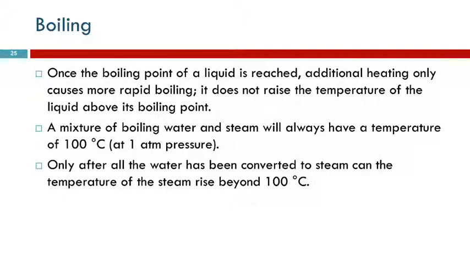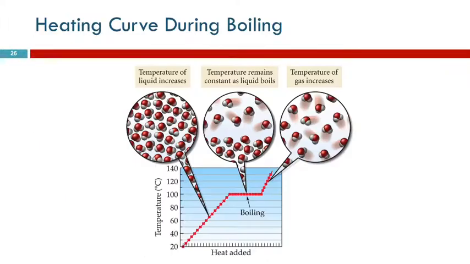After all the water has boiled away, then your pot will get hotter, right? And it'll start to smoke and burn, and you'll have a mess on your hands. So what we observe is you take water at 20 degrees and you add heat to it. The temperature rises. We are increasing the kinetic energy of these water molecules. As we're increasing this temperature, the vapor pressure of the water is increasing.